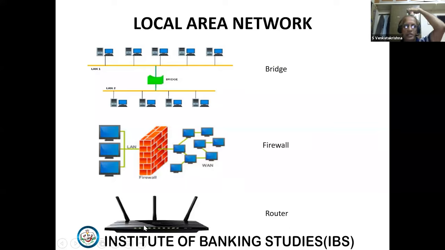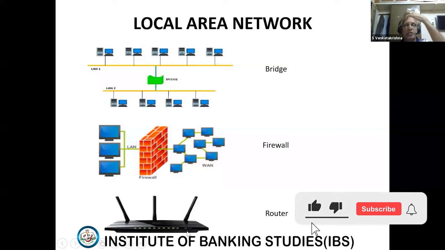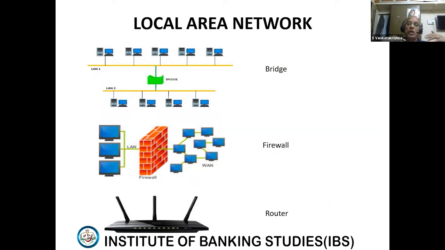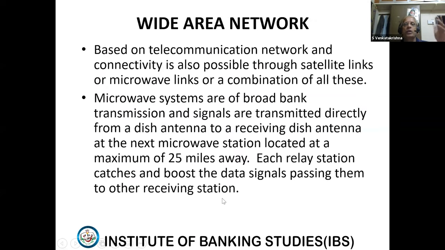Router looks like this. Routers are connected to various terminals. One router you put, connect so many terminals. Suppose your limited terminals are connected, a router can be used. If they are more, as I said, you'll have to use different devices. Now coming to the wide area network. Wide area network is based on telecommunication network, and connectivity is also possible through satellite links or microwave links or a combination of all these. By combination, it again depends on the data you're going to transmit.